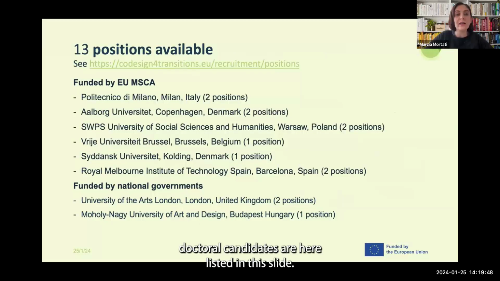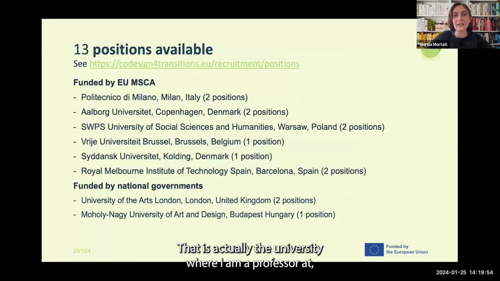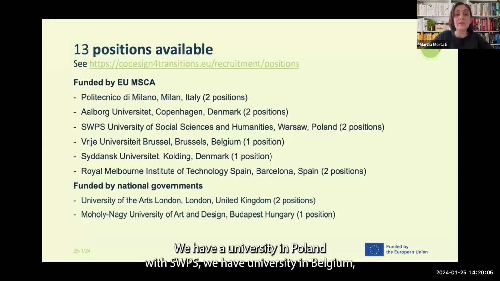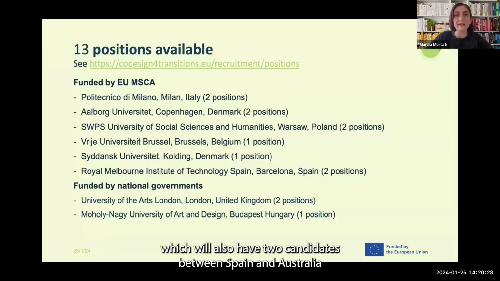The universities that are involved in this and that are going to host these 13 doctoral candidates are listed in this slide. So we are covering Politecnico di Milano, the university where I am a professor, which will also host 2 positions. But then we also have universities in Denmark, Aalborg and South of Denmark University. We have a university in Poland with SWPS. We have a university in Belgium, the Brussels School of Governance. And we also have RMIT, which sits between Spain and Australia and will also host 2 candidates, together with Elisava, which is always based in Spain.